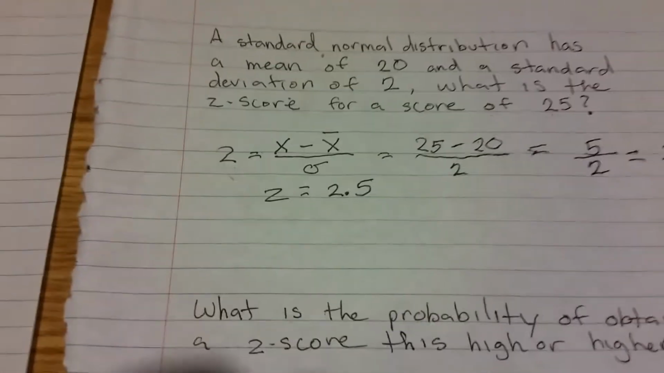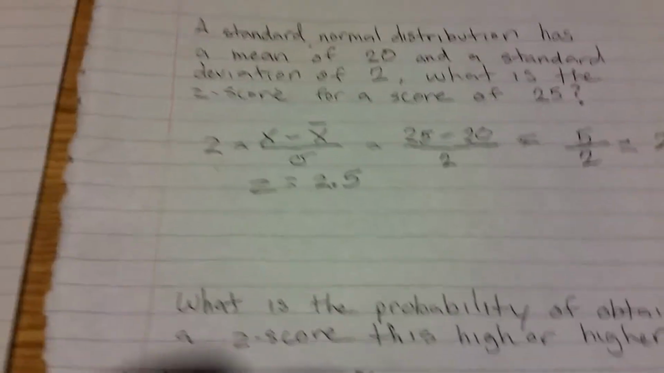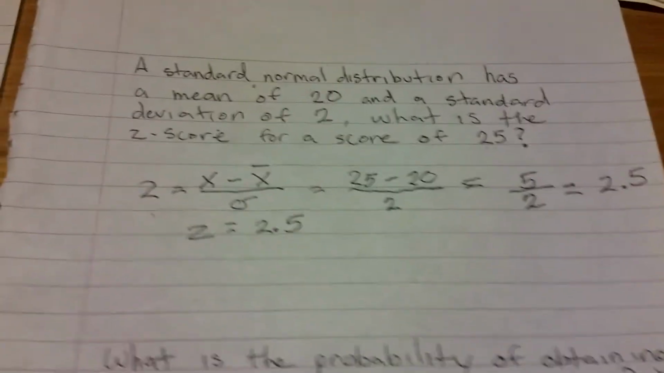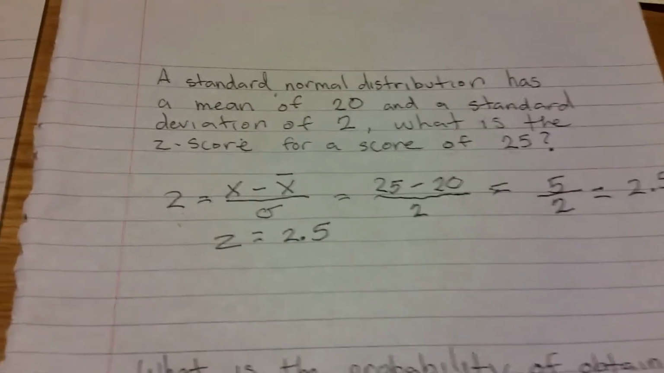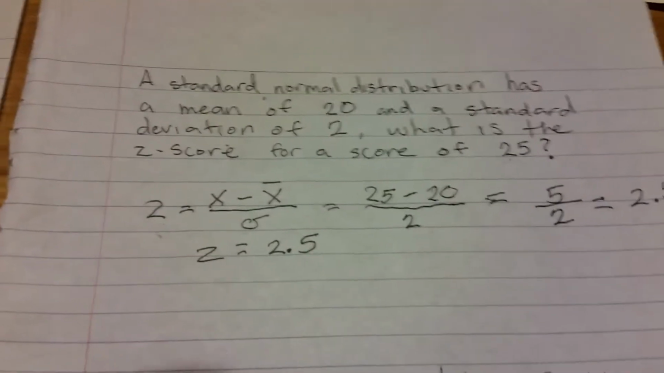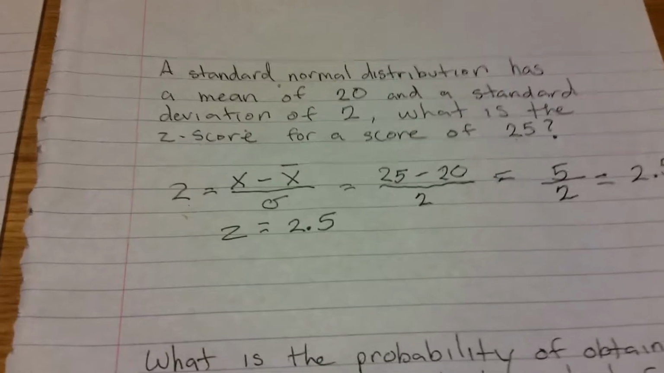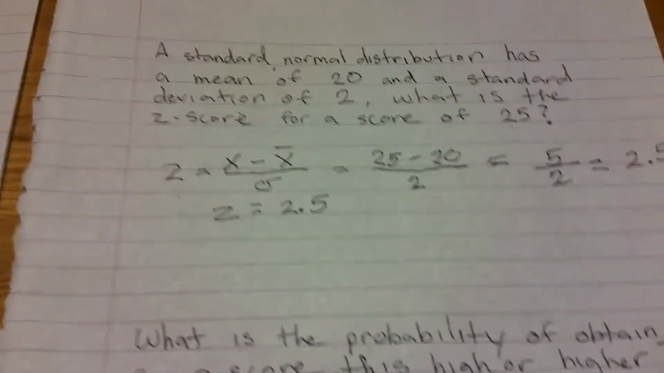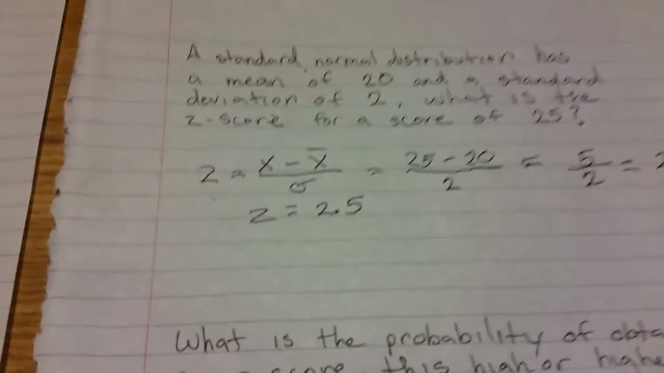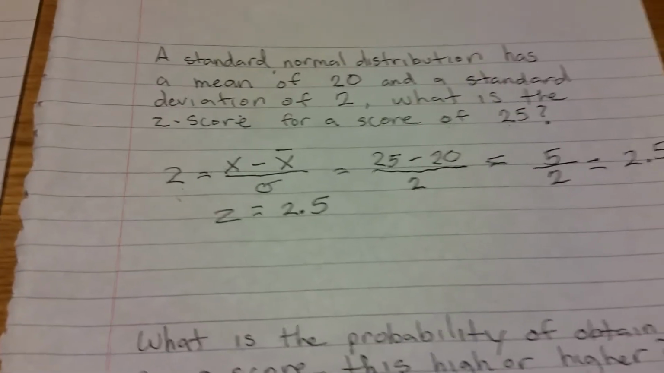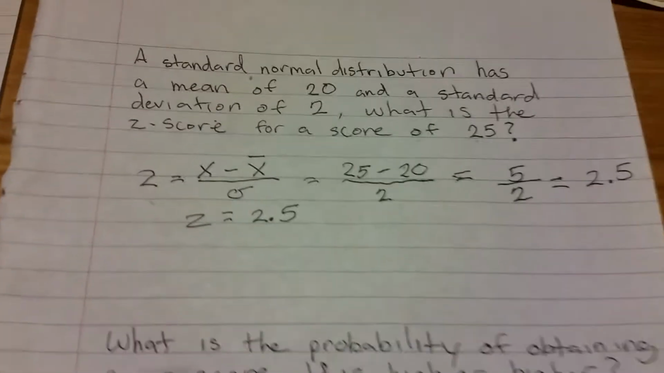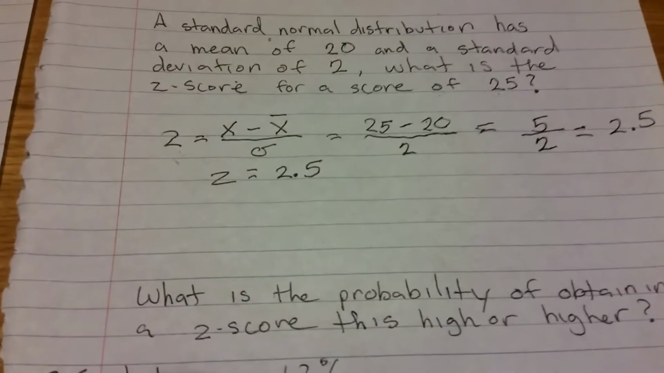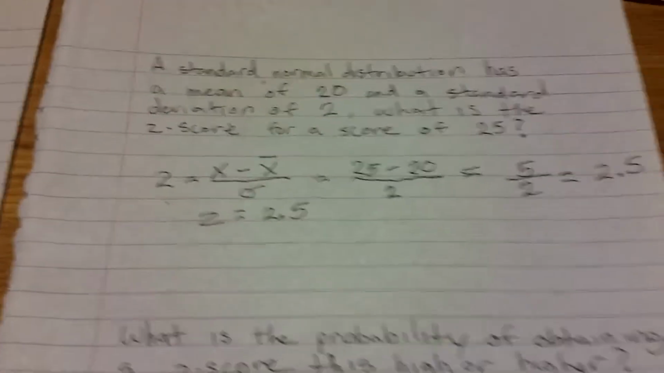All right, hello class. Today in this video, I just want to quickly go over how to solve the z-score and probability questions from the homework. Now, obtaining and calculating a z-score is relatively easy. However, finding out the probability from one score to the other may be a little bit more difficult, but we'll work through it. Hopefully by the end of this video, it'll be easy, and you'll have no problems.